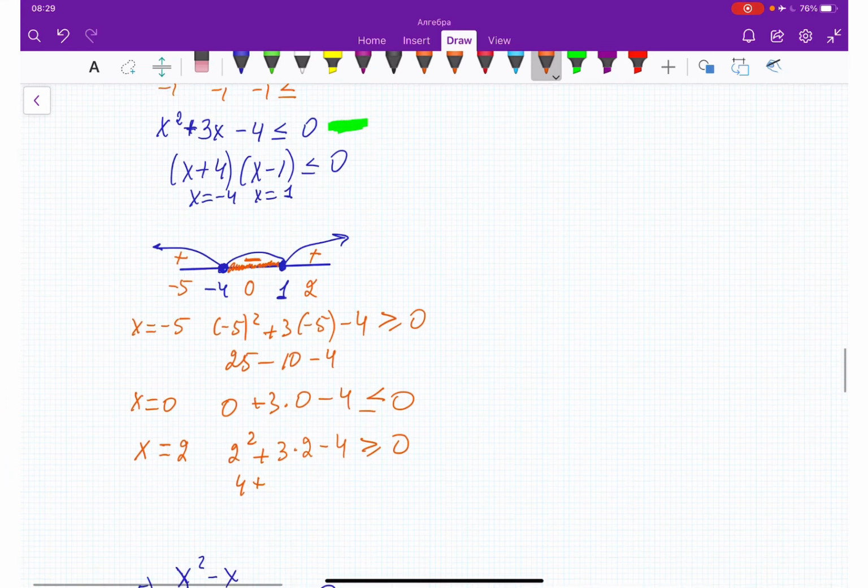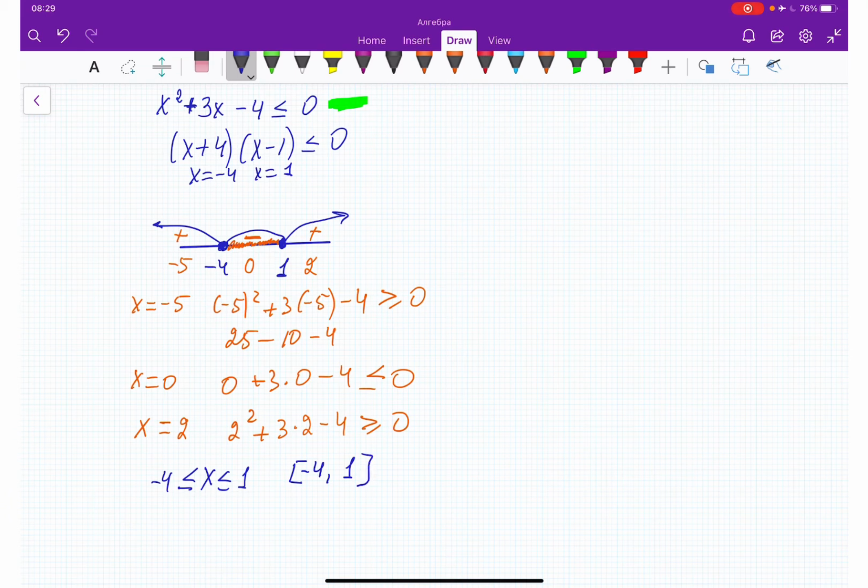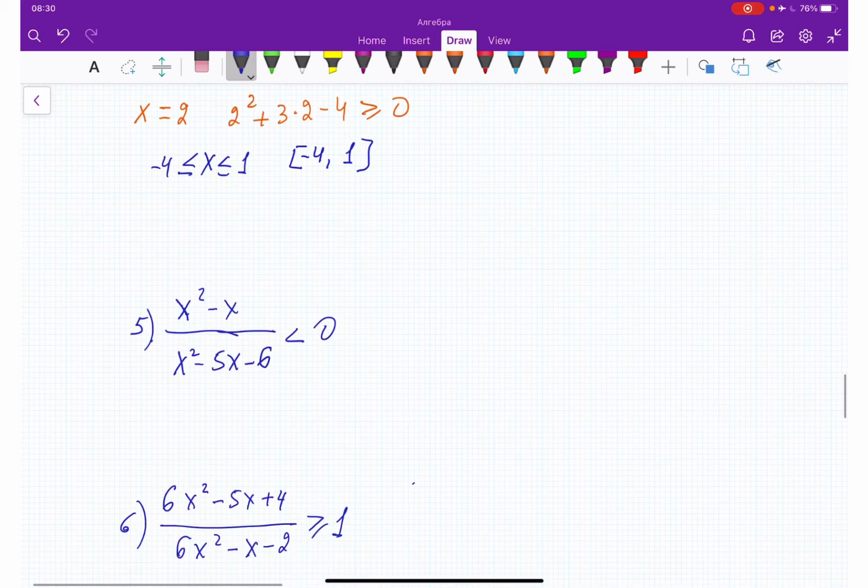And the answer is going to be, let me clean this. X is greater or equal to -4, less or equal to 1. Or we can write down -4, 1 in square brackets, because both of them are included. All right, question number 4. Moving to question number 5. All right.